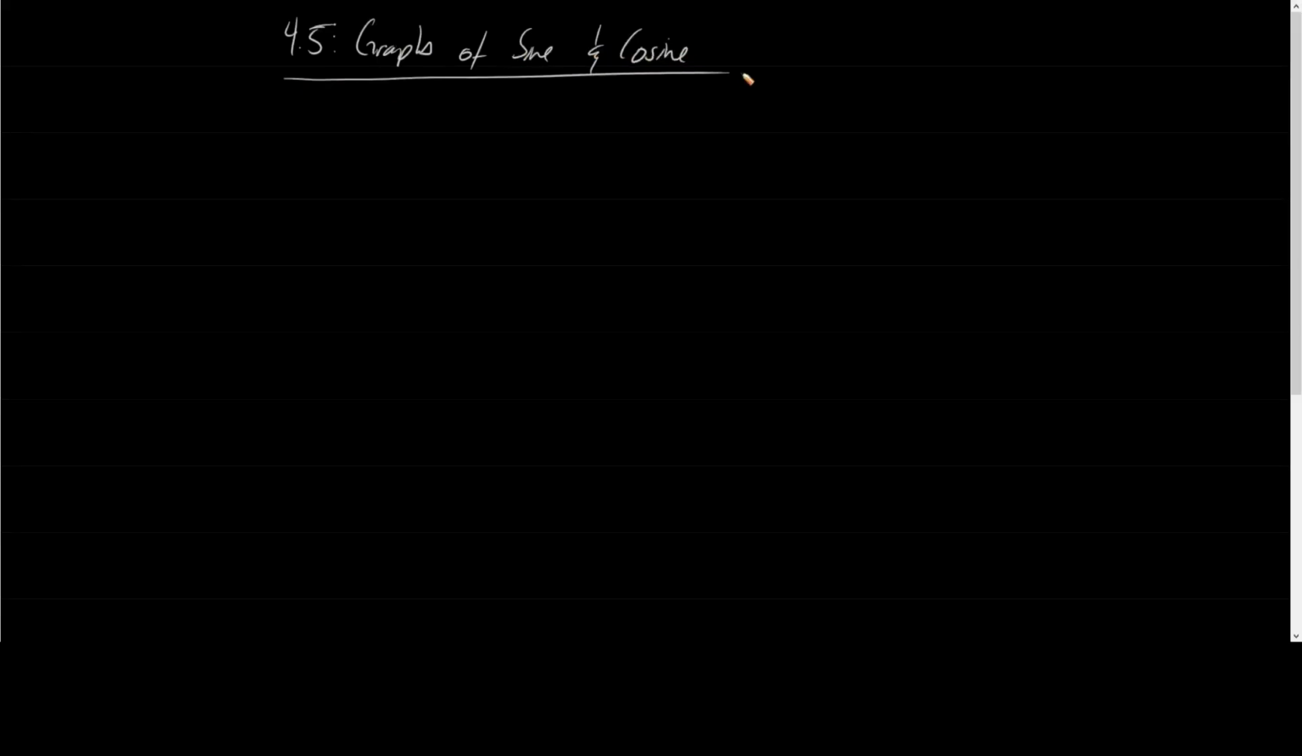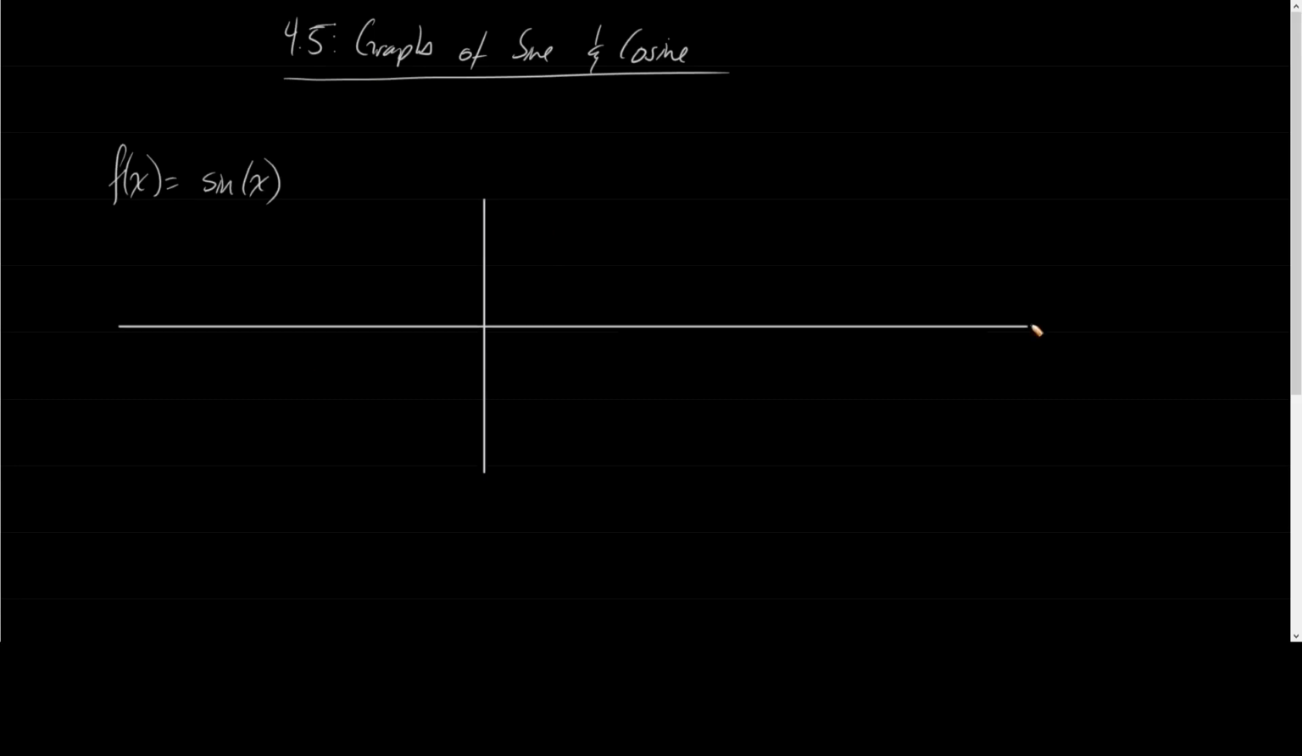This is chapter 4.5, which is on graphs of sine and cosine. All right, so first let's look at a basic sine curve. So let's look at f of x is equal to just sine of x. All right, and we're going to put this on the xy axis. Along the y axis, we're going to measure just in terms of 1.